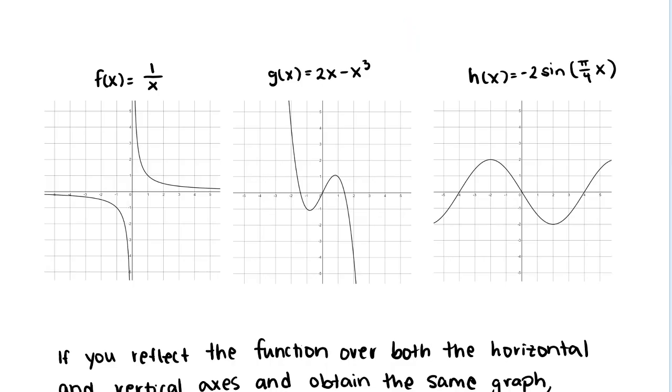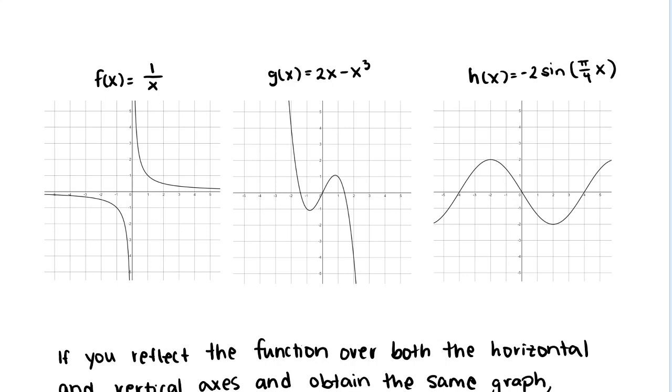So I have 3 more functions here and their graphs. Although these functions aren't even functions, if I reflect these functions horizontally over that vertical axis, we don't get the same graph. There is some symmetry here that I want to talk about.